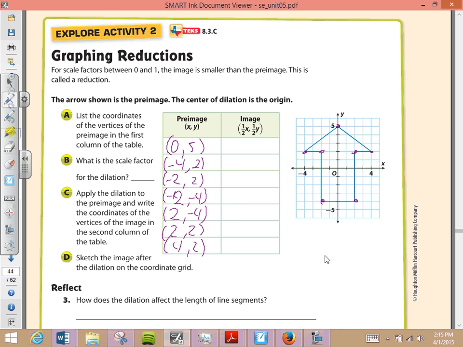All right. And I just said, very simple. Look over here. Don't be confused. All you have to do is multiply each and every one of these by half. And you get the new coordinates. And you're like, I don't know how that works. Well, let's try it. What is 0 times half? 0.